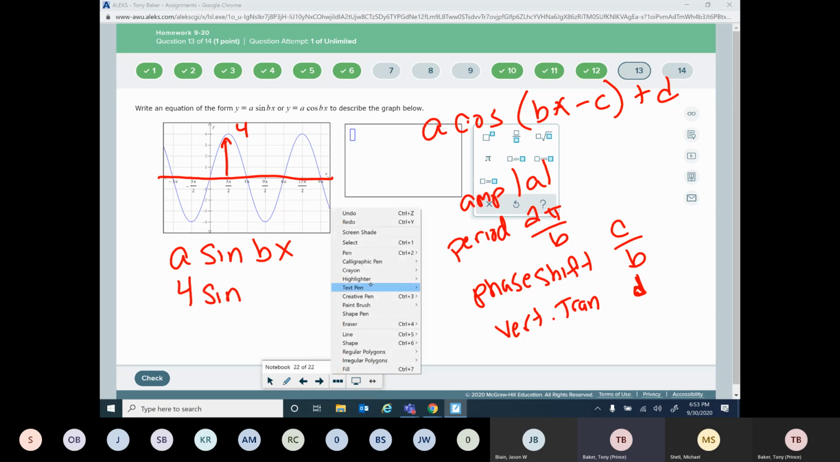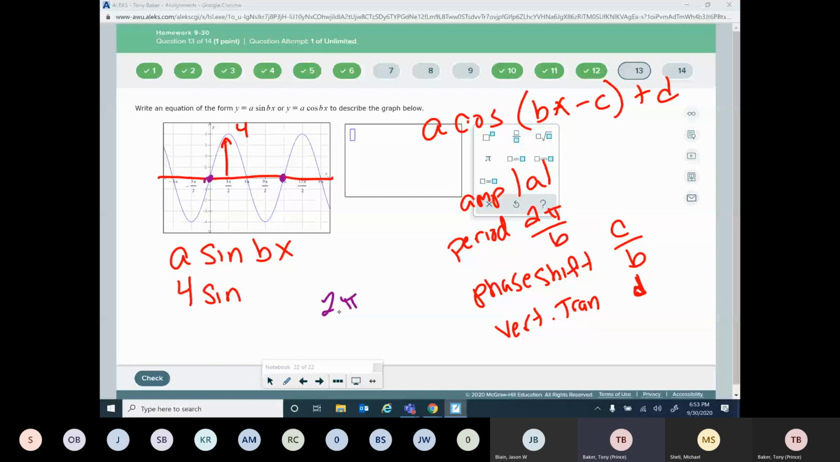And now I've got to figure out my period. So the period, it's going from here to there. So it's 6 pi. So my period is 6 pi. So I have 2 pi over B equals 6 pi. So that means B equals 2 pi over 6 pi, or B equals 1/3. So it's going to be 1/3 x.